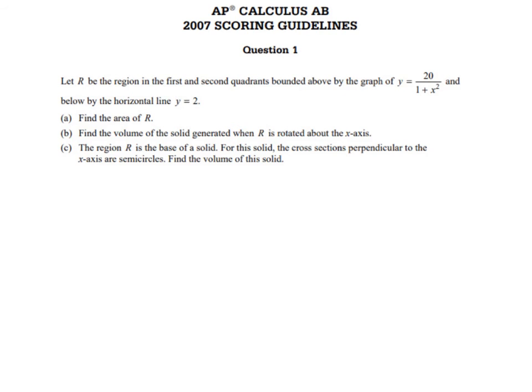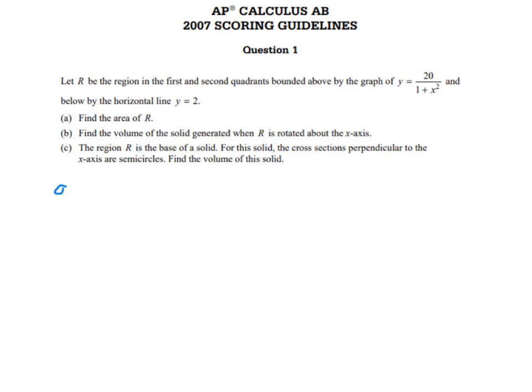Okay, so finally, what I would like to do is go over this AP problem that uses these concepts plus others, all right? And so it says, let R be the region in the first and second quadrants bounded above by the graph of y equals 20 over 1 plus x squared and below by the horizontal line y equals 2. So above and below, top minus bottom, that kind of sounds a lot like that. So let's start there because that's going to be the area of the region.